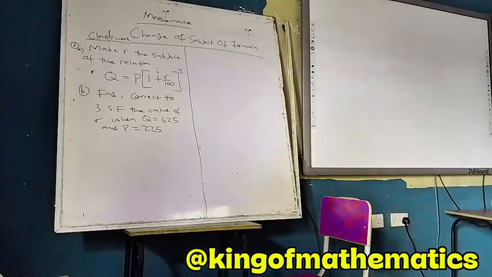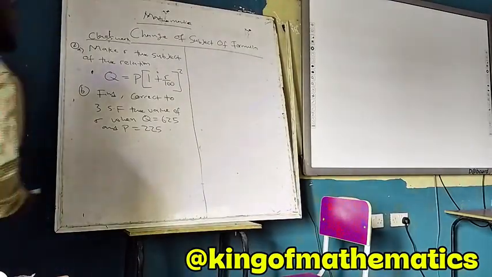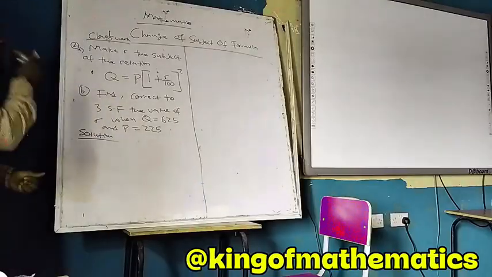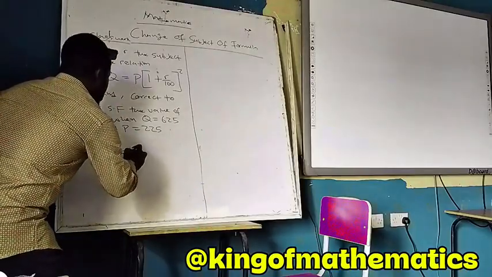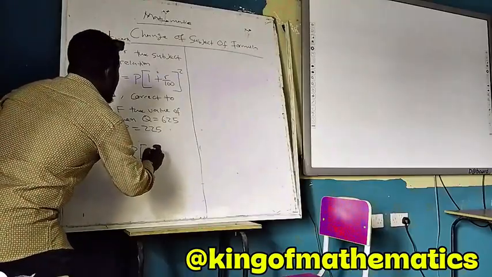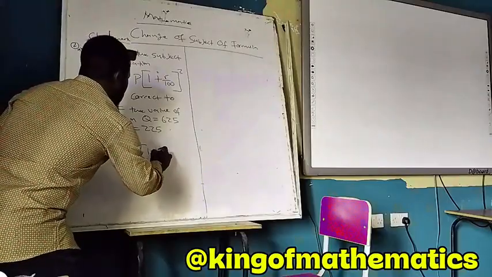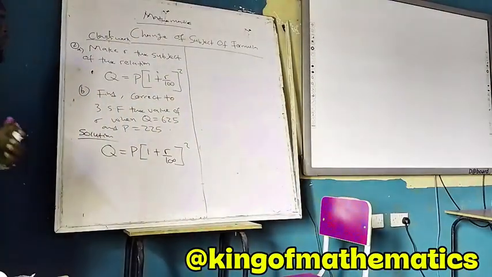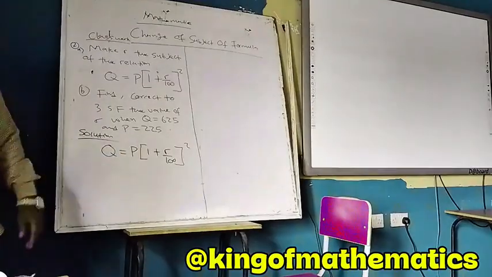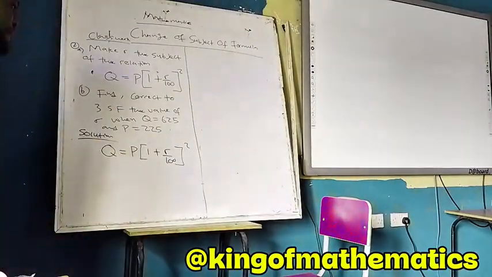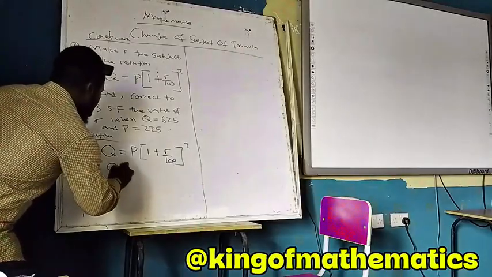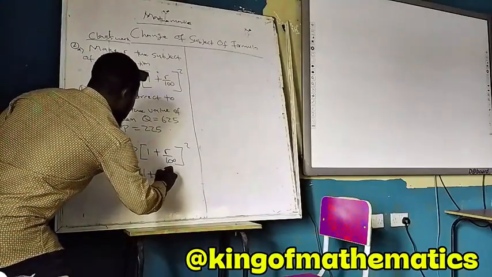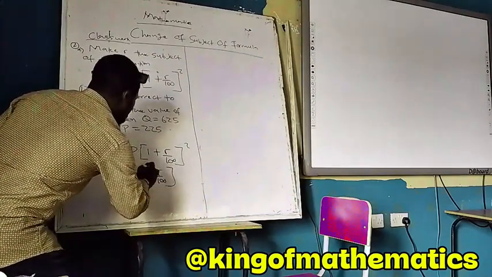So let's look at the question. The first one. So we have Q equals P into bracket 1 plus R all over 100, all squared. So class, let me ask you. For us to get to our R, what's the first thing we are going to pick? P. So we first divide both sides by P. You have Q over P equals to 1 plus R over 100 all squared.